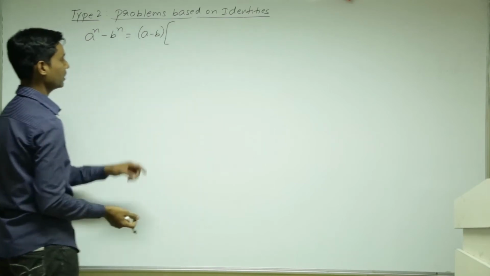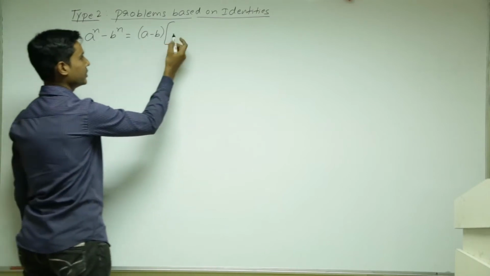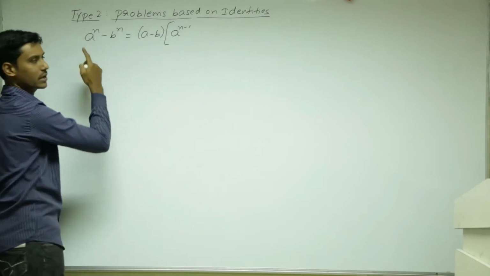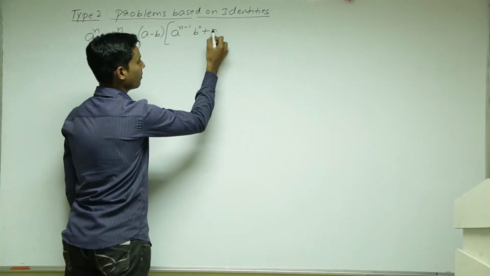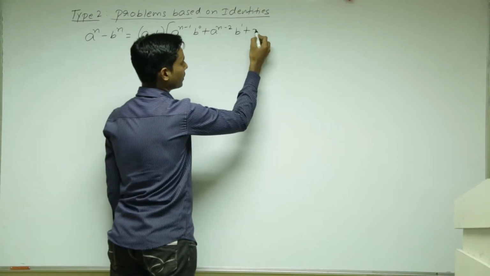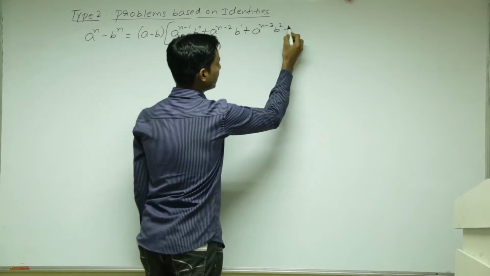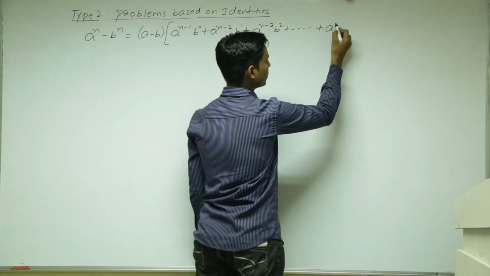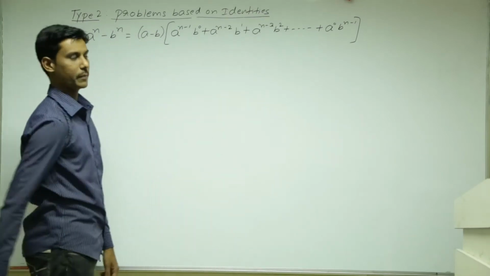minus b) into... If you see here, I should get a power n, but I got a power 1 here. So it should be n minus 1, a power n minus 1. a into a power n minus 1 is a power n only, right? a power n minus 1 into b power 0, plus a power n minus 2 into b power 1, plus a power n minus 3 into b power 2, and it continues. The last term is a power 0 b power n minus 1.